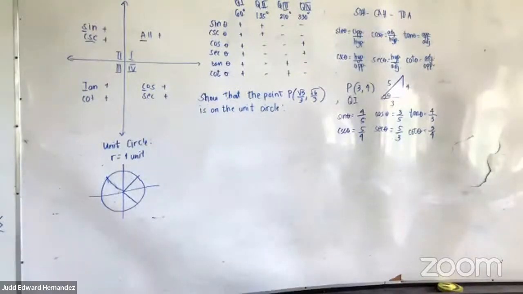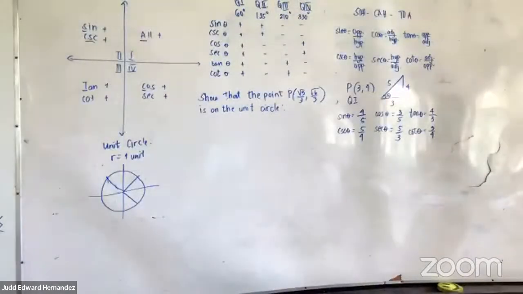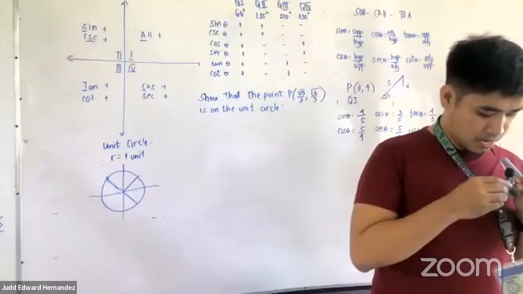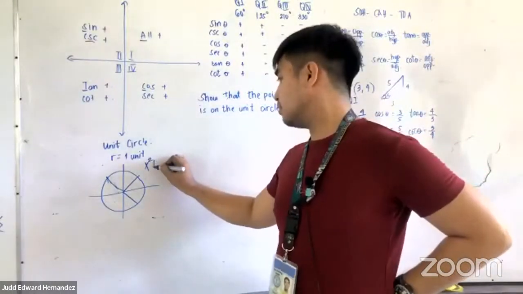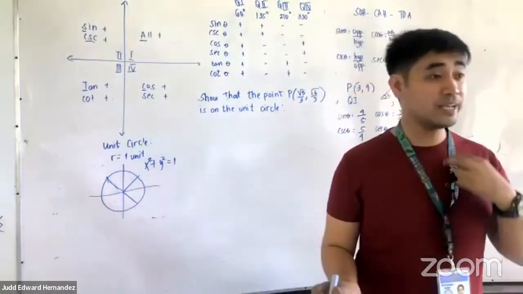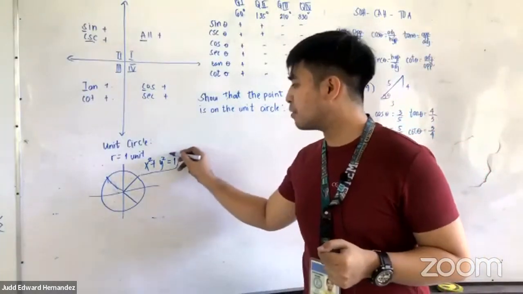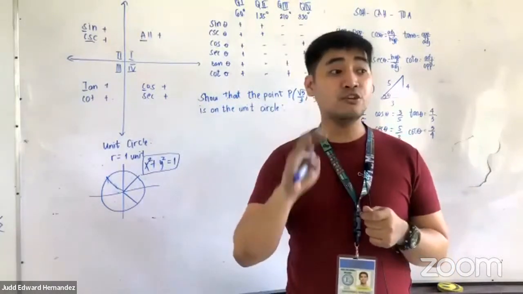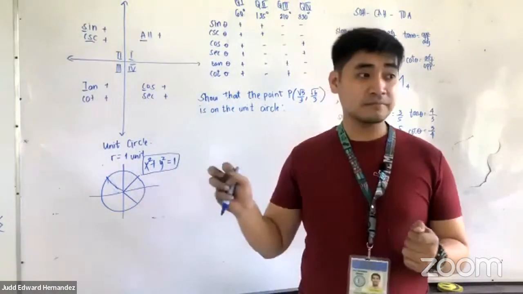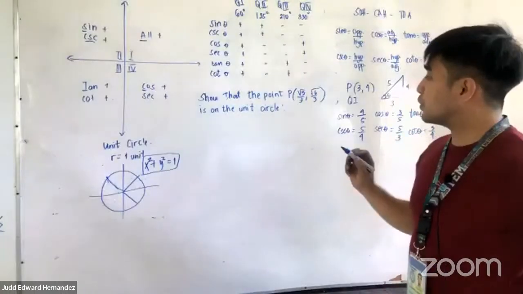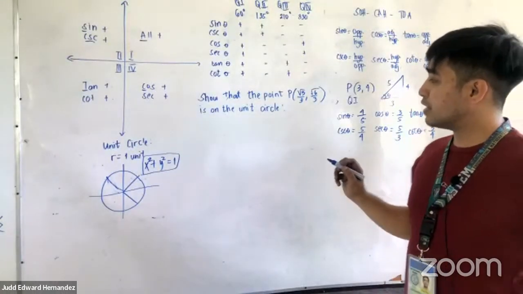Ano yung equation nun? X squared plus y squared is equal to r squared po. Ano yung r squared? 1 po. Okay, therefore, the equation now would be x squared plus y squared is equal to 1. Are we clear? So this is our working equation. Always remember that this equation is derived from the unit circle. Maliwanag? Opo. Okay, so show that the point P, square root of 3 over 3, square root of 6 over 3 is on the unit circle.